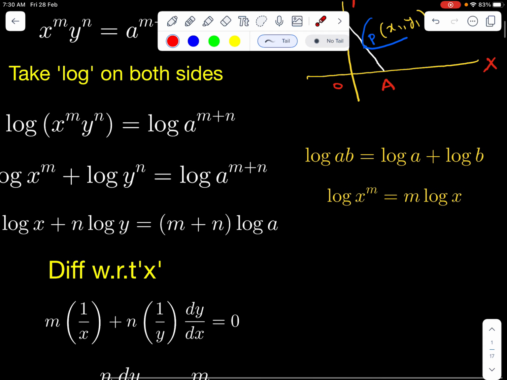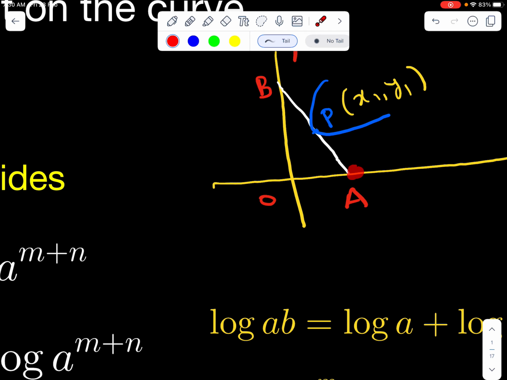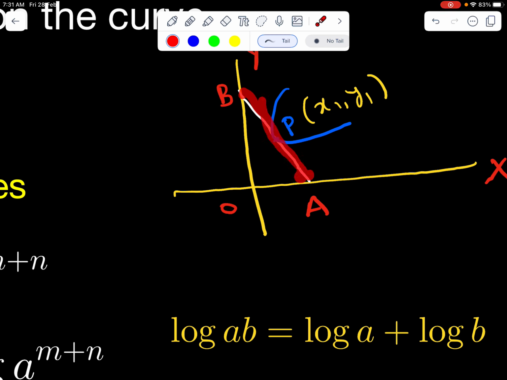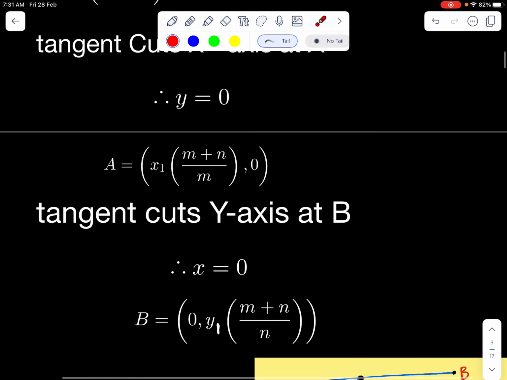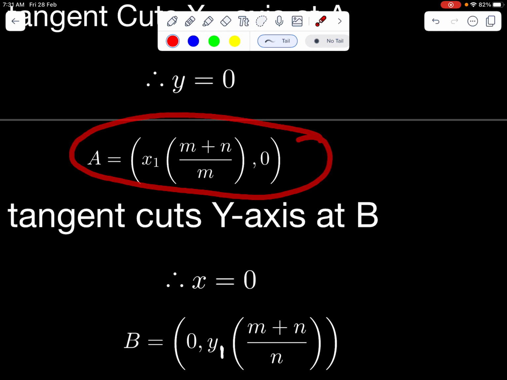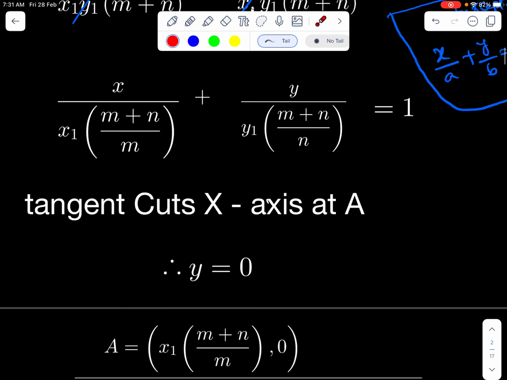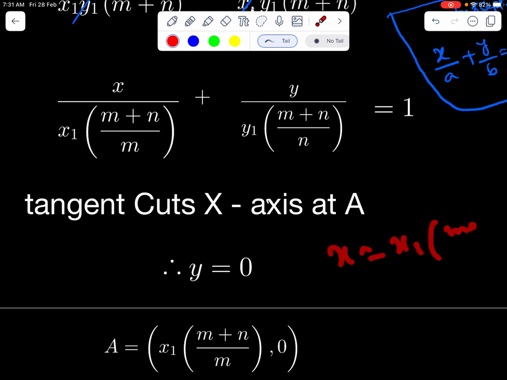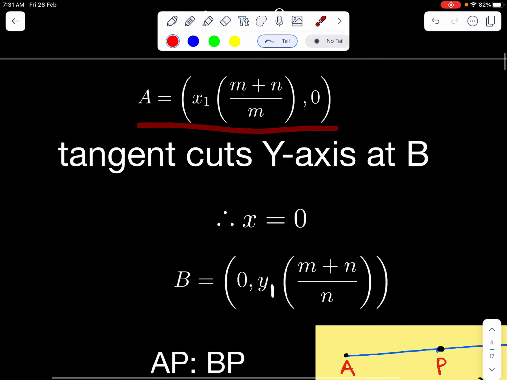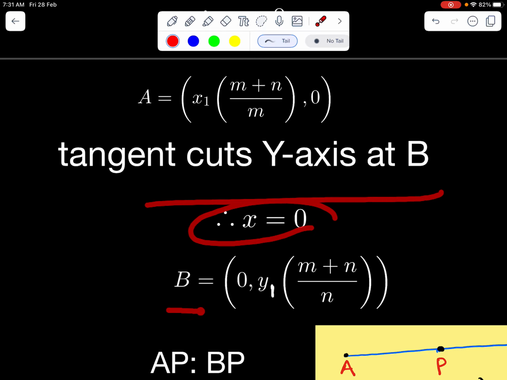Here you can observe this diagram once. A is a point on the x axis, this is the tangent. Therefore, A is a point on the x axis, so y = 0 here. B is a point on the y axis, therefore x = 0. Therefore, A is (x1(m+n)/m, 0). This is the x intercept, this is the y intercept. Therefore, A is this value. The tangent cuts the y axis at B, therefore x = 0. This is the point B.